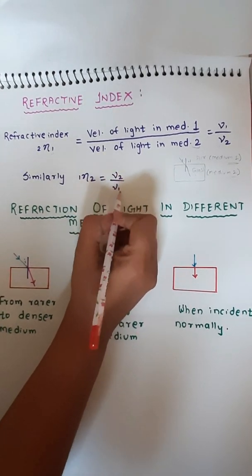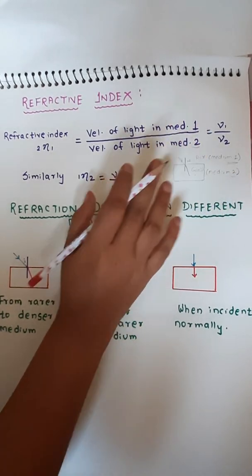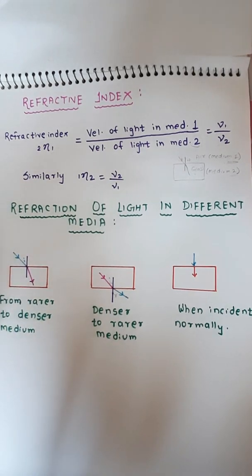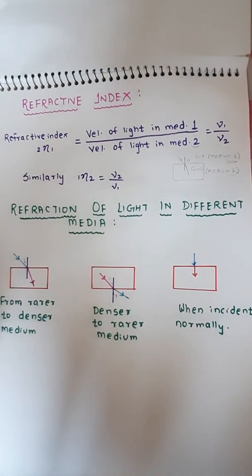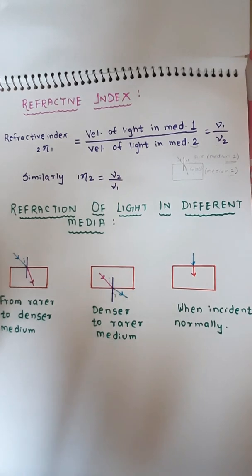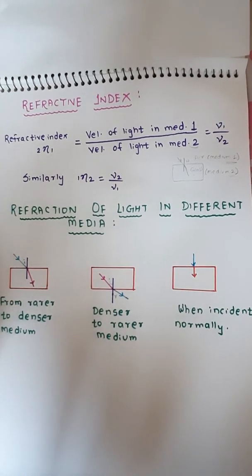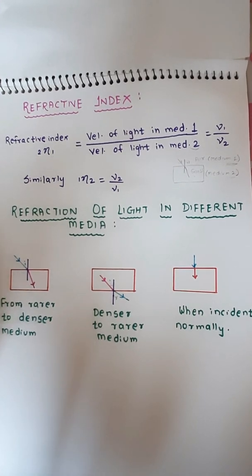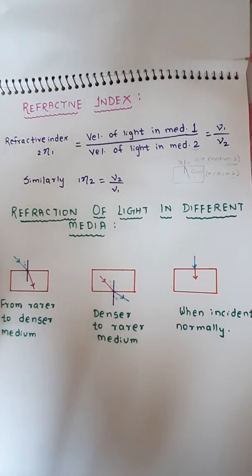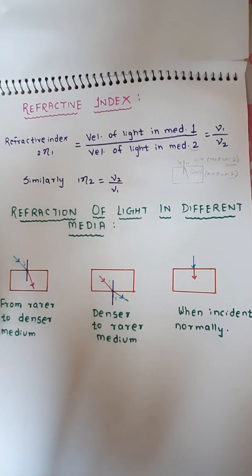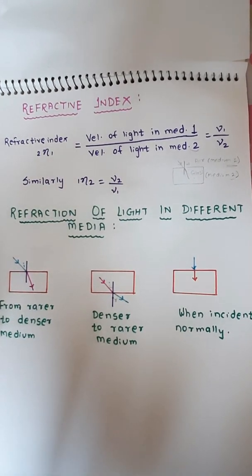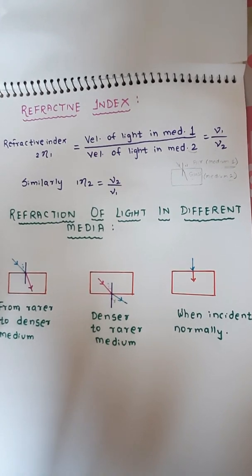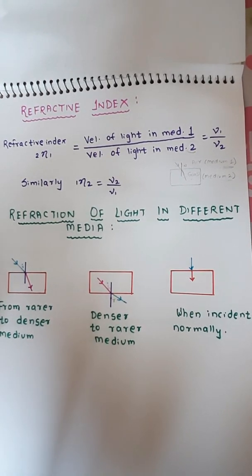If the first medium is vacuum, what is vacuum? Vacuum means it doesn't have any matter. So if the first medium is vacuum, then the refractive index of medium 2 is called the absolute refractive index, and it is written as n. Refractive index can be greater than 1 or less than 1. If it is equal to 1, it means there is no refraction taking place.